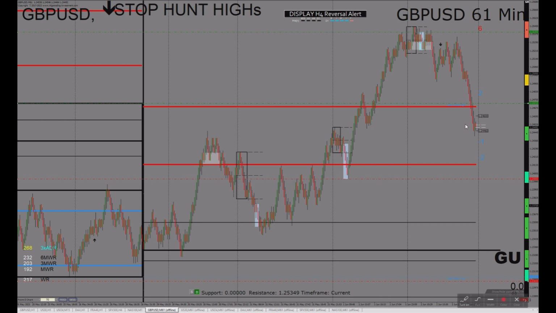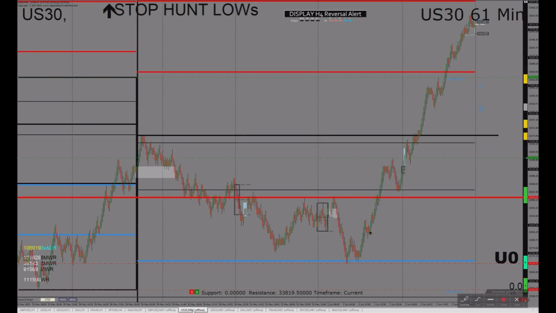I'm just waiting for market to do what? M, A, W, and then we should be reversing to continue on a bullish trend. But anything can happen. So we look on the other pairs, US 30. Again, I will do the rundown.